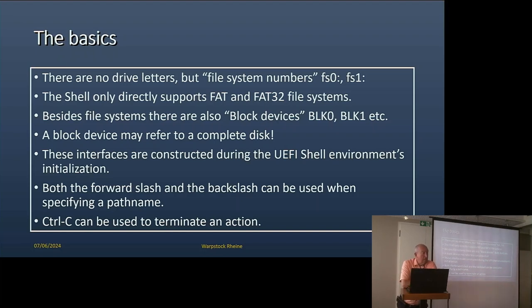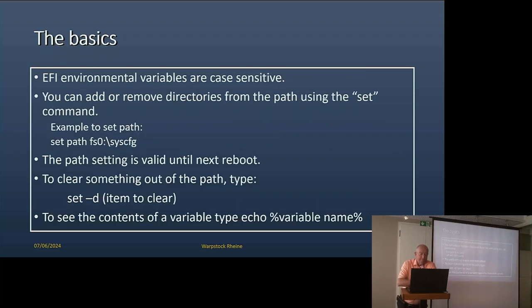Control-C is used, as in most systems, to terminate an action. As you know, if you've been running in a command line, you type something, Control-C breaks that action off. The EFI also has environment variables in the same way as we have with the set command in OS2. It even uses the set command. You can, for example, set the path by typing set path and then the path name. This is valid until the next reboot, so it is not persistent unless you put it in a script.